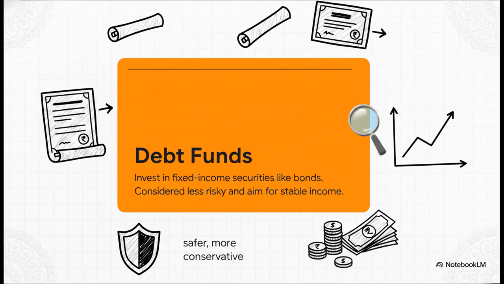Next up, debt funds. Instead of stocks, these funds invest in things like government and corporate bonds. You can think of these as making a loan that pays you interest. So the goal here is stability and generating a steady income. They're generally considered a safer, more conservative choice compared to equity funds.